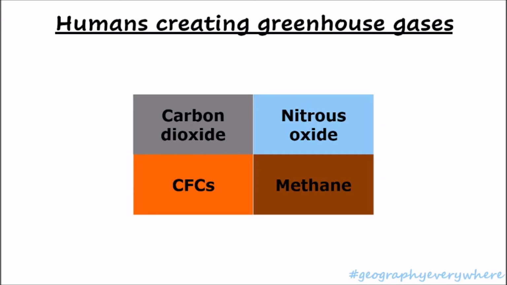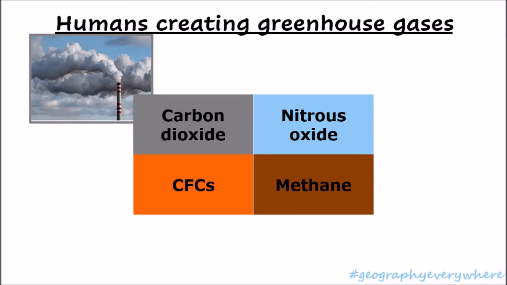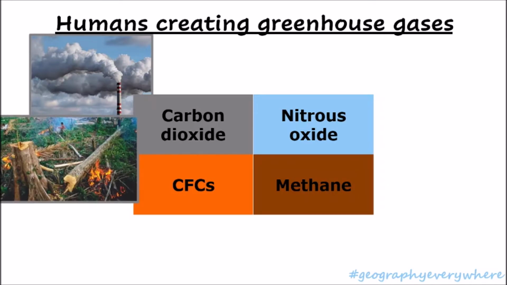Even though greenhouse gases are natural, humans can also create greenhouse gases. These four gases are examples of greenhouse gases. Carbon dioxide, for example, is made with the burning of fossil fuels, and even chopping down and burning trees releases a lot of carbon dioxide.